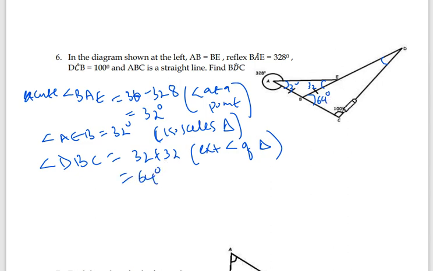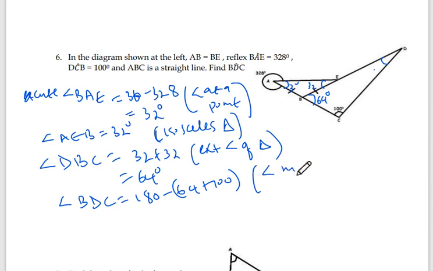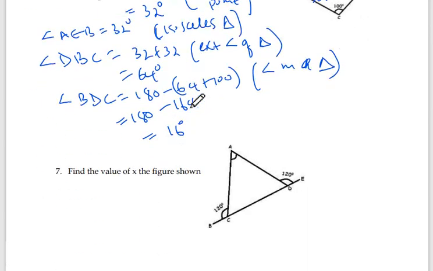So if this is 64 and this is 100, what would this be? Angle BDC is equal to 180 minus 64 plus 100. That's the sum of angles in a triangle. That's 180 minus 164. That's 16 degrees. So this angle is 16 degrees. Alright, next question.